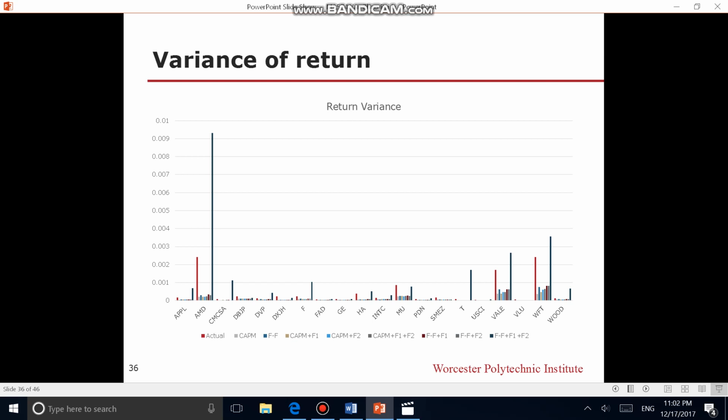And we also do return variance. We can see the variances are small among the 8 models, and different models are kind of similar with approximately the same magnitude. The return variance measures how much the stock performance fluctuates. And for AMD, VALE, WFT, these 3 assets, we have relatively higher variance, especially the actual variance and FF plus F1 and F2.